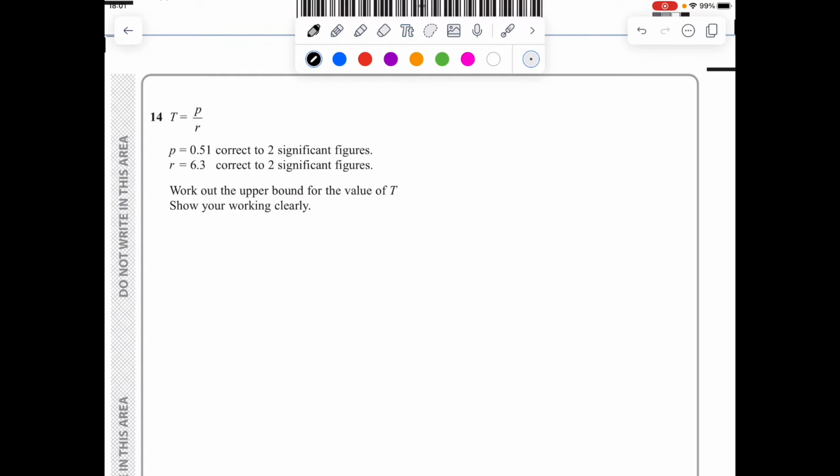For question 14, I'll first find the lower and upper bound of P. So P is between 0.505 and 0.515. I also do the same for R. R is between 6.25 and 6.35. Now, since I want the upper bound of T, I'll use the upper bound of the numerator and the lower bound of the denominator.